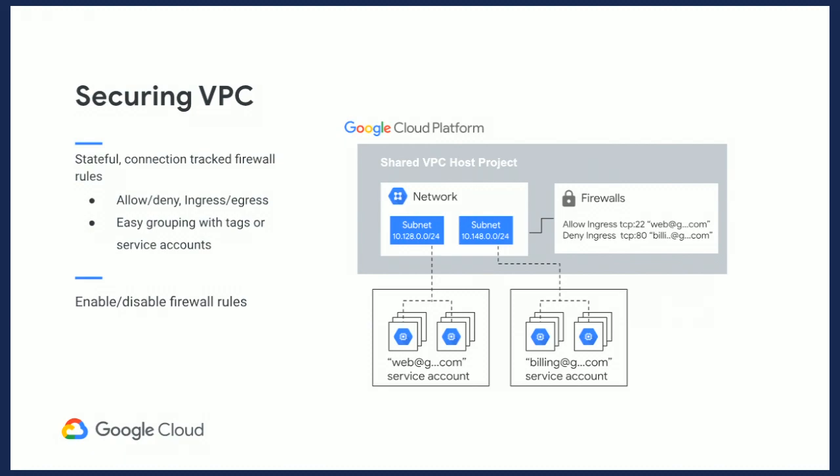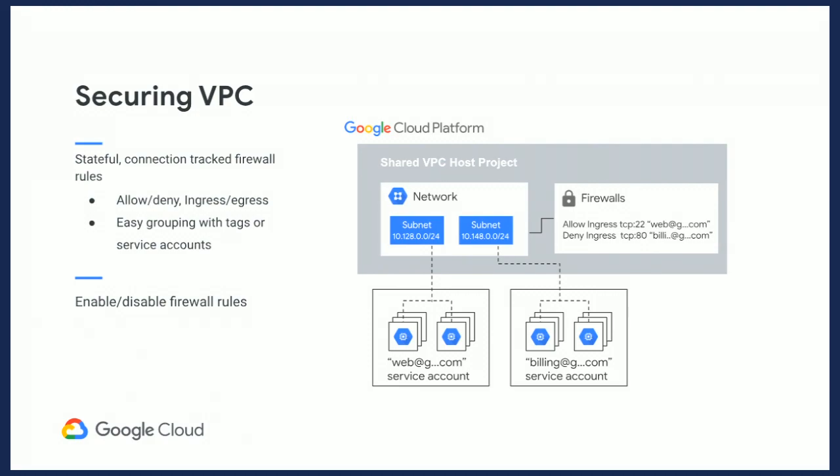Now, in order to secure your VPC, you have multiple options. You can use network layer firewall rules, and these are stateful and connection tracked. You can specify your firewall rules as either allow or deny in the ingress or the egress direction by specifying source or destination IP ranges, respectively. Firewall rules allow you to easily group your VM resources using tags or service accounts.